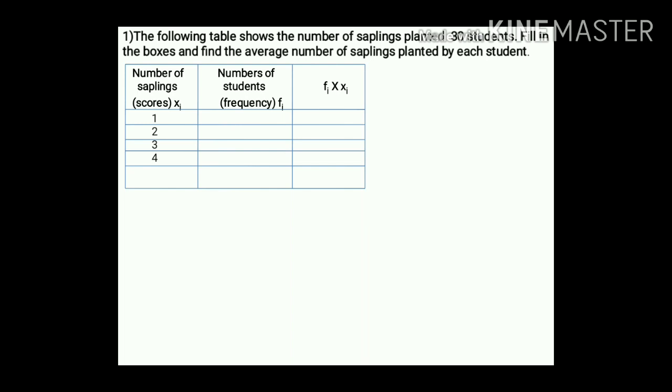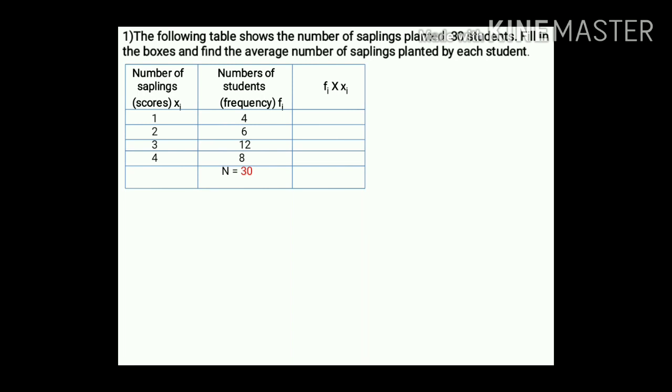In the first column, children, scores are given: 1, 2, 3, 4. It's given in the question. Next, the frequency is also given: 4, 6, 12, 8. N equals 30. We have to add all the frequencies, and we get 30. Now the next column, fi xi.